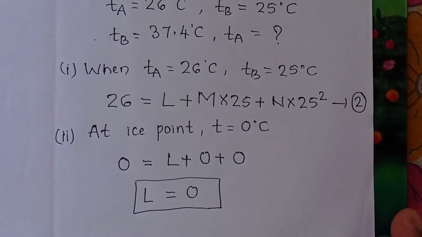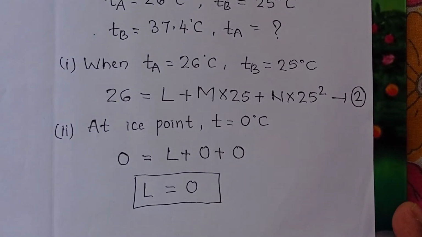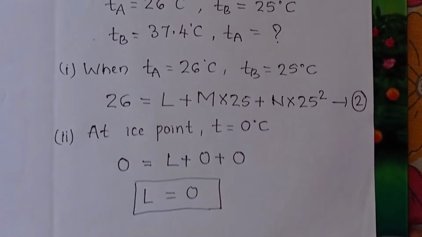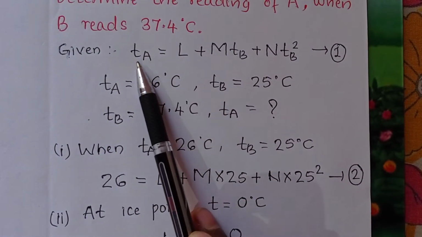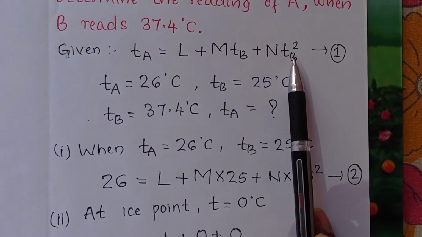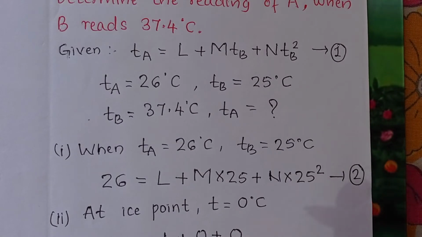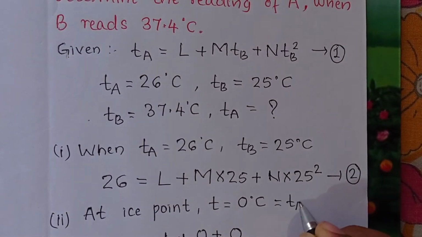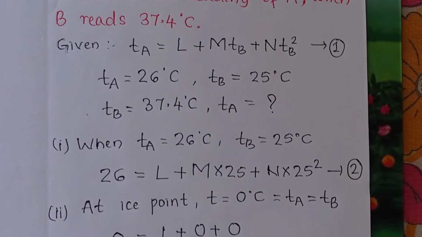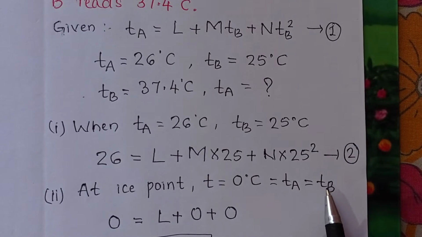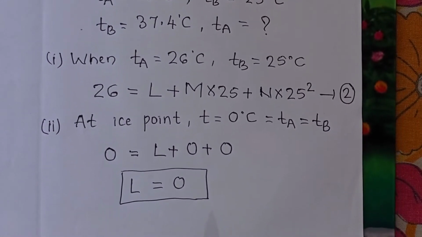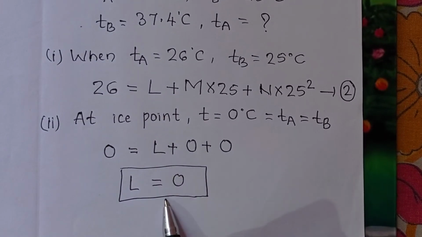That is, from the equation, when T is equal to 0 degree centigrade, when I substitute this in the governing equation, let me show again the governing equation. Ta is equal to L plus mTb plus NTb square. If I substitute the value of T is equal to 0, that is, both the temperatures Ta and Tb are 0, I get the answer L will be equal to 0.